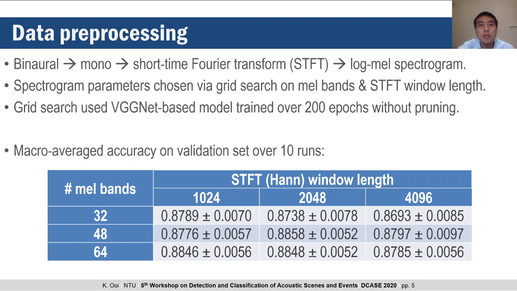The model performed best when the MEL filter bank with 48 filters was used together with a Hann window of length 2048, as I highlighted here in red, with a mean macro averaged accuracy of 88.58% on the validation set over 10 runs. Hence, we used these spectrogram parameters for submission.